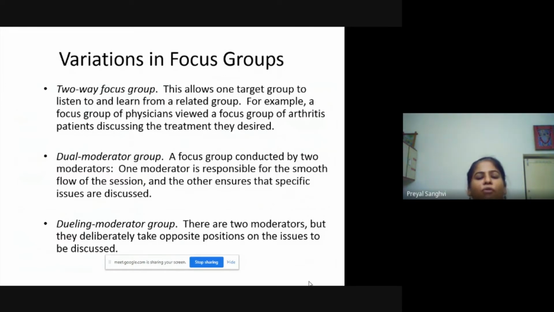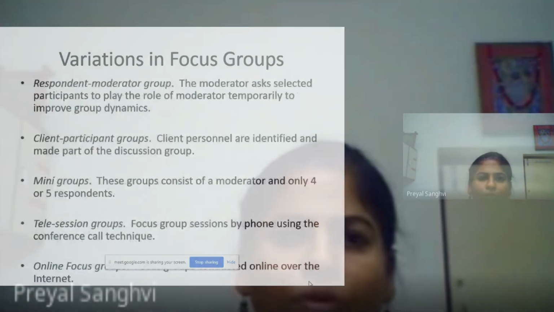If we talk about the dueling moderator group, again two moderators are there. Basically two moderators are taking opposite sides. One moderator takes the positive side and the second moderator takes the negative side. So this is all about the dueling moderator group. Next we are going to discuss the respondent moderator group.